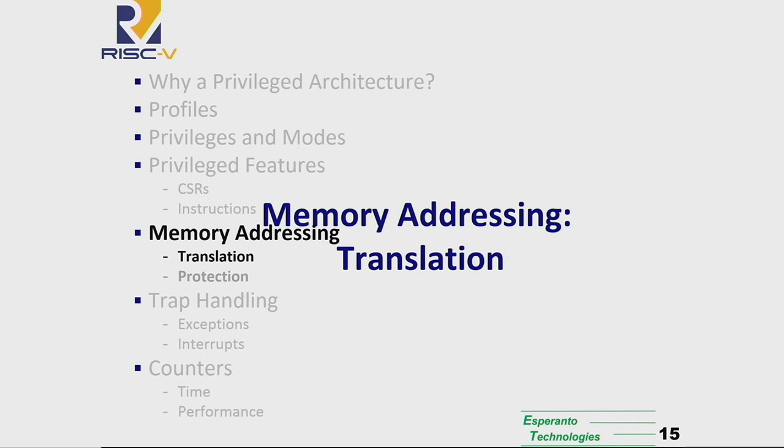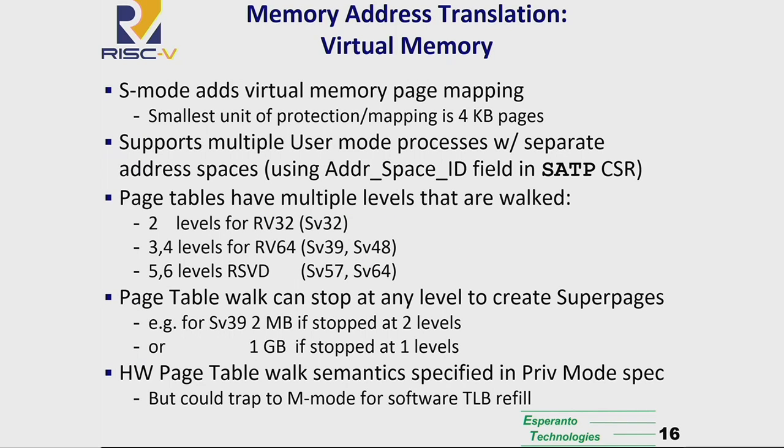So let's start with address translation. Supervisor mode is the thing that adds virtual memory page mapping. It's pretty standard if anyone knows how page translation works on most systems. You can map 4K byte pages. It does support multiple user mode processes with separate address spaces. So there's an address space ID field in one of the CSRs, and that's sort of an extension to the physical address, if you want to look at it that way. It's in the supervisor address translation and protection CSR.